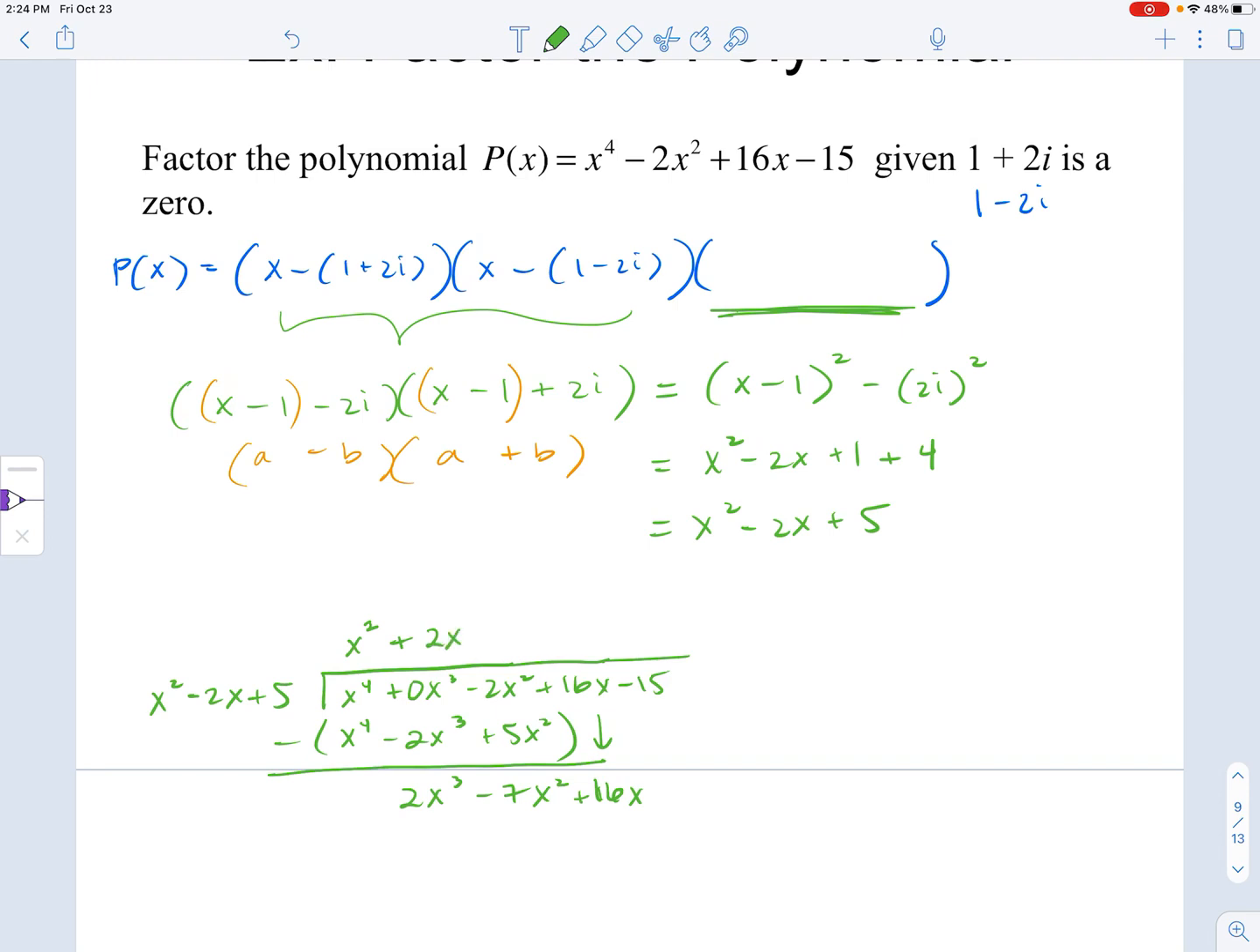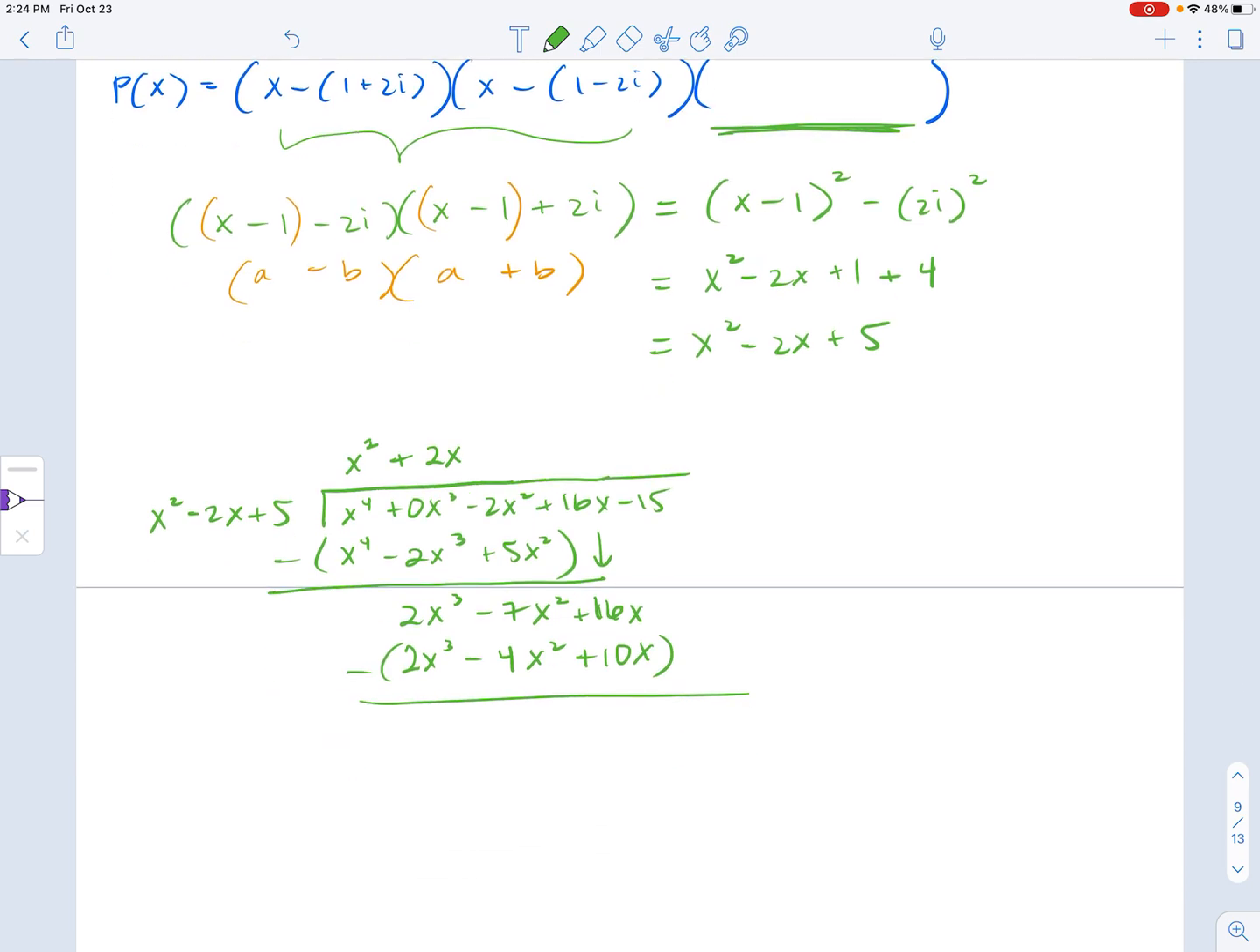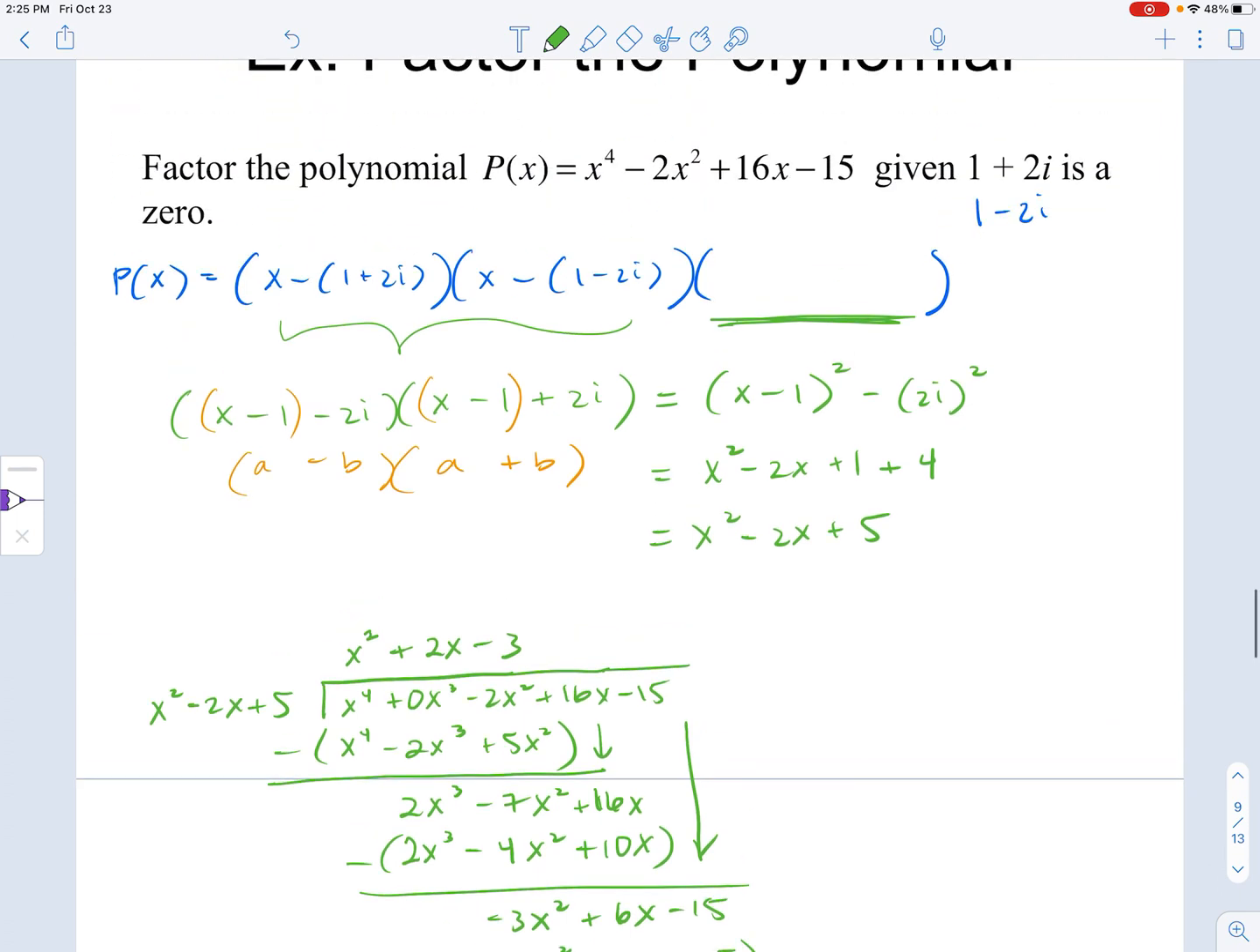And 2x times x squared would give me 2x cubed. Minus 4x squared plus 10x and subtract. So negative 3x squared plus 6x, bring the minus 15 down. And minus 3 times x squared gives us negative 3x squared. Again, make sure you don't have a remainder.